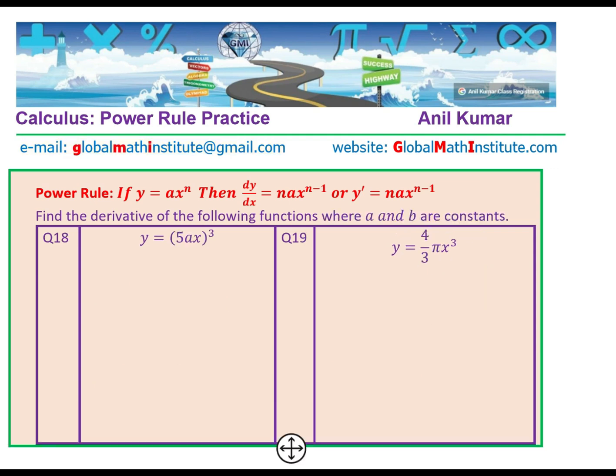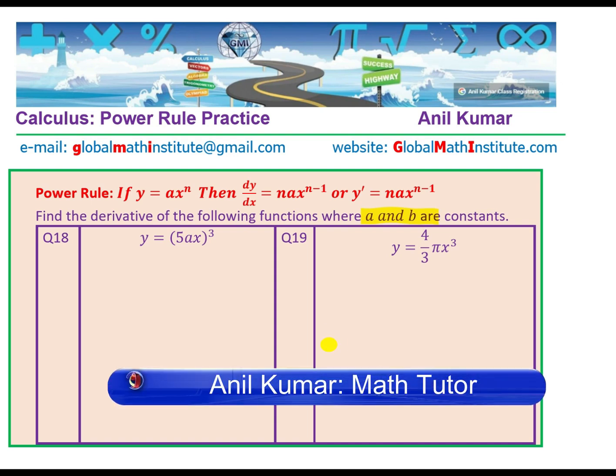Question number 18 and 19 for you. Here we have 5a x cubed. Remember, a and b now I'm taking as constants, okay? So a and b are constants. So in this case, apply the power rule. So what do we get?